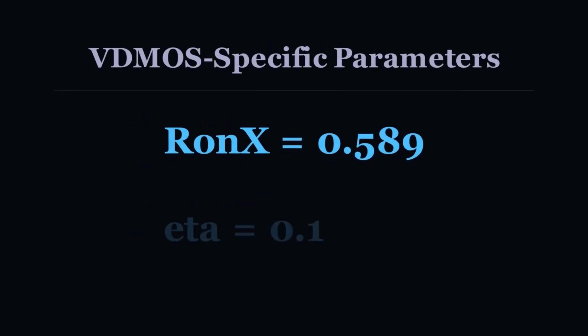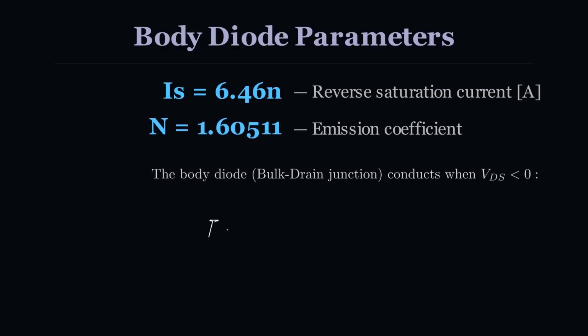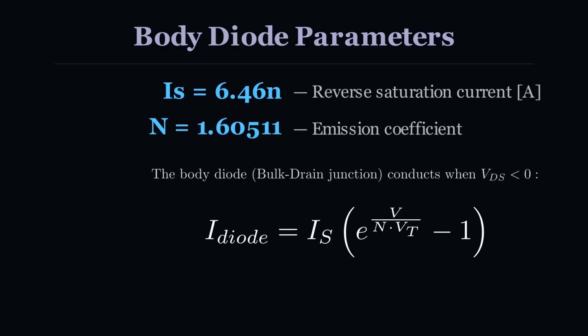Then we have the VDMOS specific parameters. Rhonex is the channel conductivity multiplier in linear region. It adjusts the channel conductance when the transistor is fully on, and is not present in standard SPICE. Eta controls the gradual transition of drain current below threshold. Then we have body diode parameters. Is is the reverse saturation current, and N the emission coefficient. The body diode, bulk drain junction, conducts when VDS is less than 0.